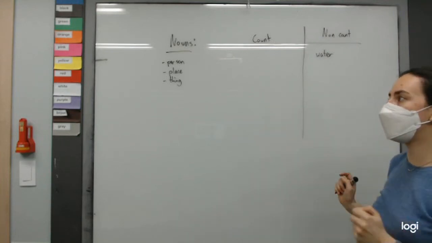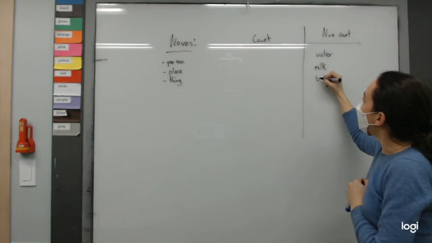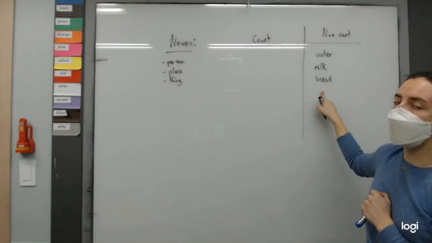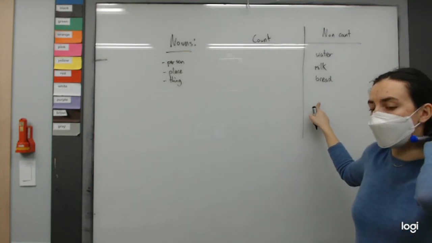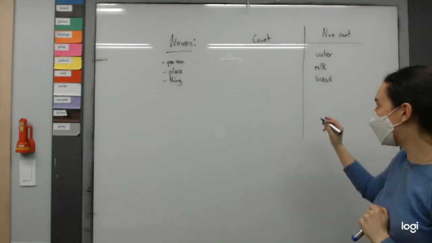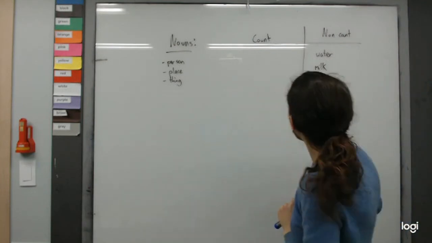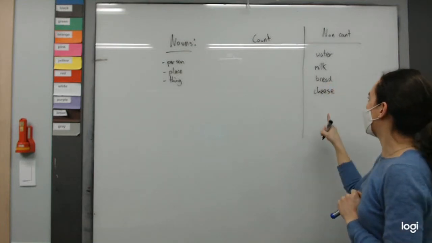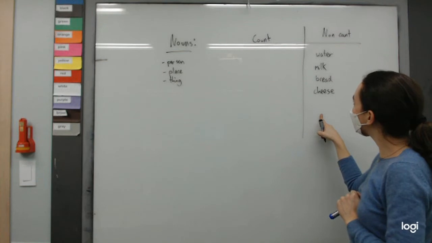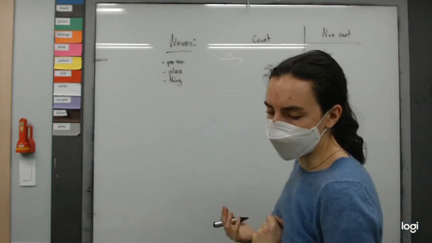We never say numbers with non-count nouns. Or milk. Or bread. You can say, I have 2 pieces of bread, but you do not say, I have 2 breads. No, you do not say it in English, okay? So other non-count nouns, we have cheese. Many food words are non-count nouns. Yes, okay, so some examples of non-count nouns.